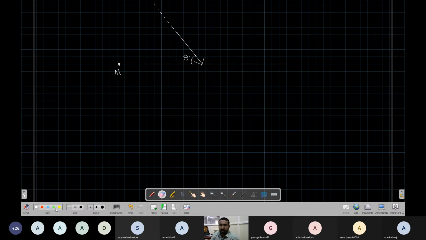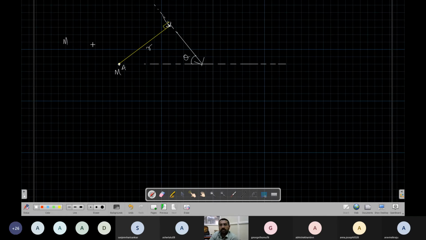One way I can solve this is, I'll drop a perpendicular to this line. I'll measure this distance. So this force I can transfer to this point. You can transfer this because of transmissibility.